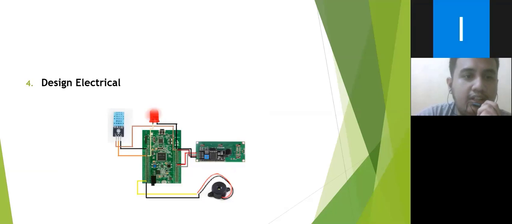Fourth, design electrical. In the electrical design, I decide which lines or pins are used in the process of monitoring temperature and humidity. The sensor input and all outputs such as the LED, LCD, and buzzer are connected to the microcontroller.